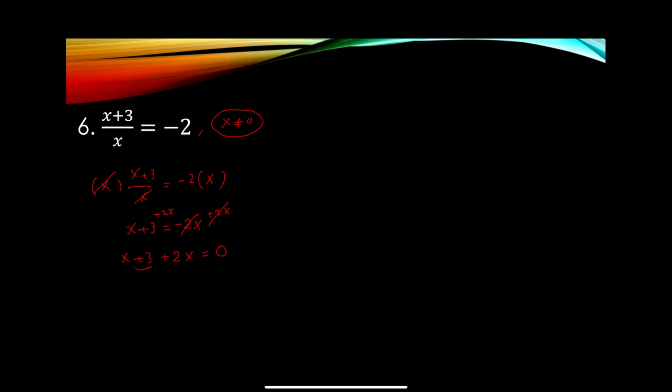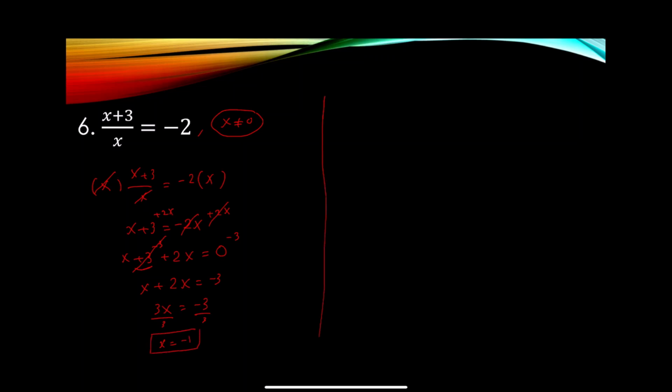What we should do in order to get rid of the 3, add -3 and add -3. This will be cancelled. So it's x plus 2x. 0 minus 3 is -3. x plus 2x is 3x, equal to -3. Divide by 3, divide by 3. So x equals -3 over 3, which is -1.